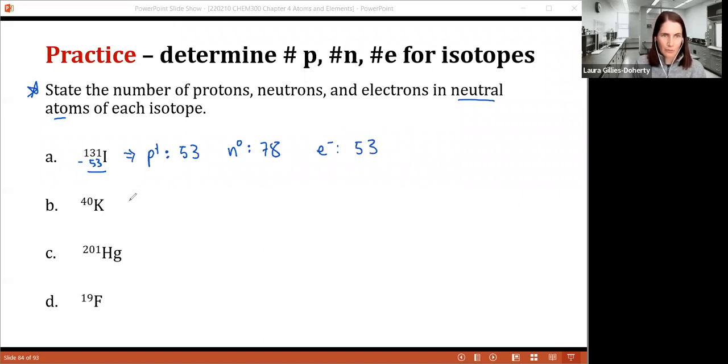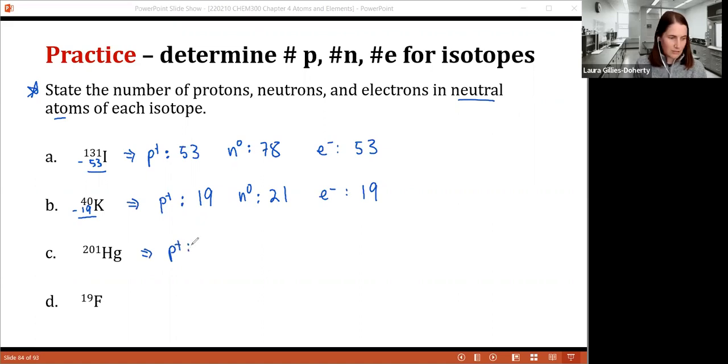We do the next one, potassium-40. Potassium, by definition, always has 19 protons. So if we have a mass number of 40, and of those atomic particles, protons and neutrons, 19 of them are protons, then 40 minus 19 will give us the number of neutrons. So we have 21 neutrons. And because this is a neutral atom of potassium, the number of electrons and protons is equal. So 19 electrons. We have mercury-201.